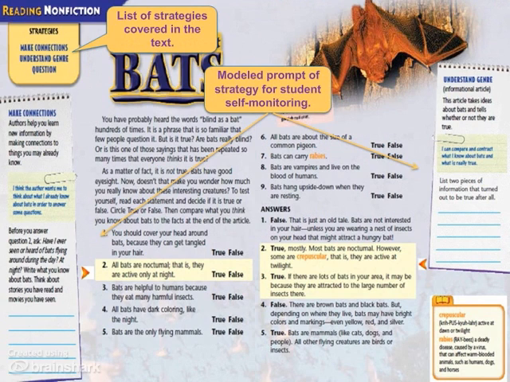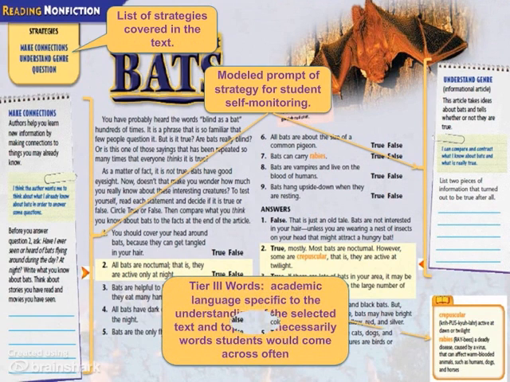In the fiction text, we talked about Tier 2 words that were included in the text. In the nonfiction text, the students will be exposed to Tier 3 words, which are academic language words specific to the understanding of the selected text and topic. These words are not necessarily words students would come across often.